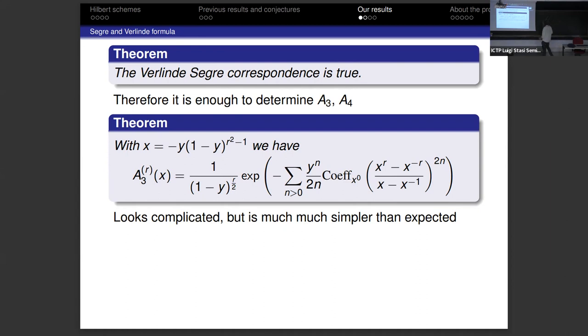Okay. So now you might say this is a very complicated formula, but it somehow isn't. It's much, much simpler than what anybody would have expected. I did some computations before with Don for small cases. The individual formulas you get for small values of r are much more complicated than the general formula, which does it for all r. So it's surprisingly simple, even though it doesn't look it.